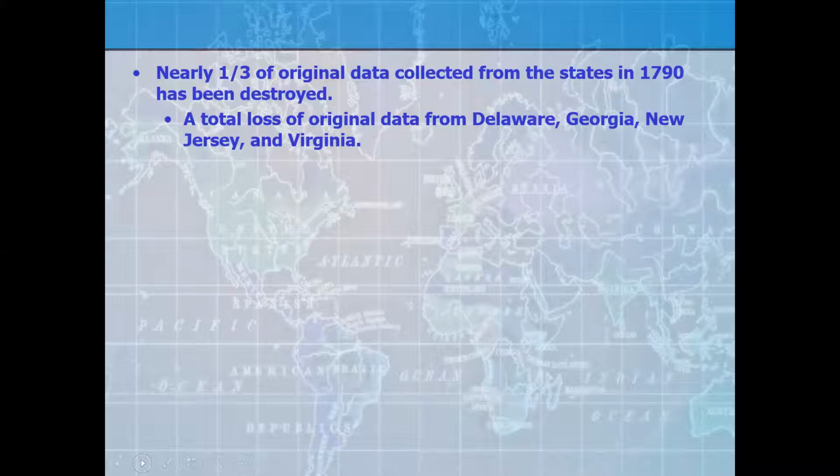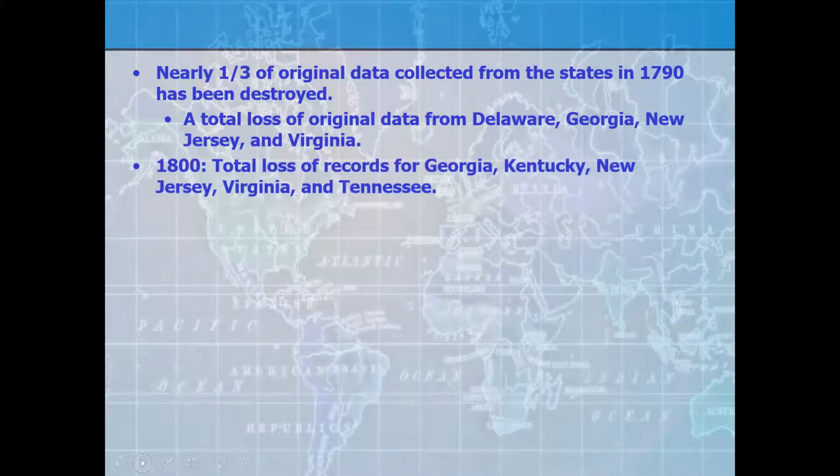agricultural census. Nearly 1/3 of the original data collected from the states in 1790 has been destroyed. A total loss of original data from Delaware, Georgia, New Jersey, and Virginia happened. So if you had family from those areas in 1790, you would have to find another resource to locate your family at that place at that time.